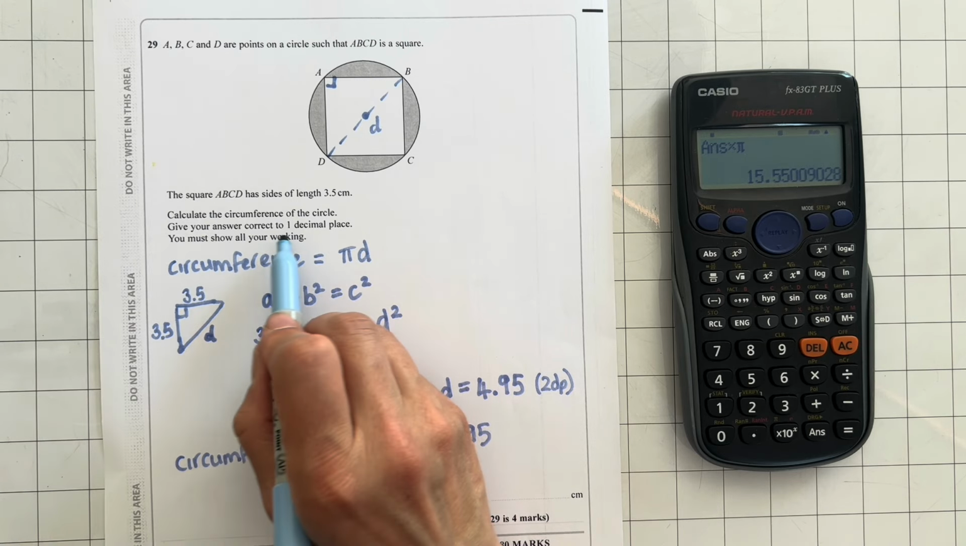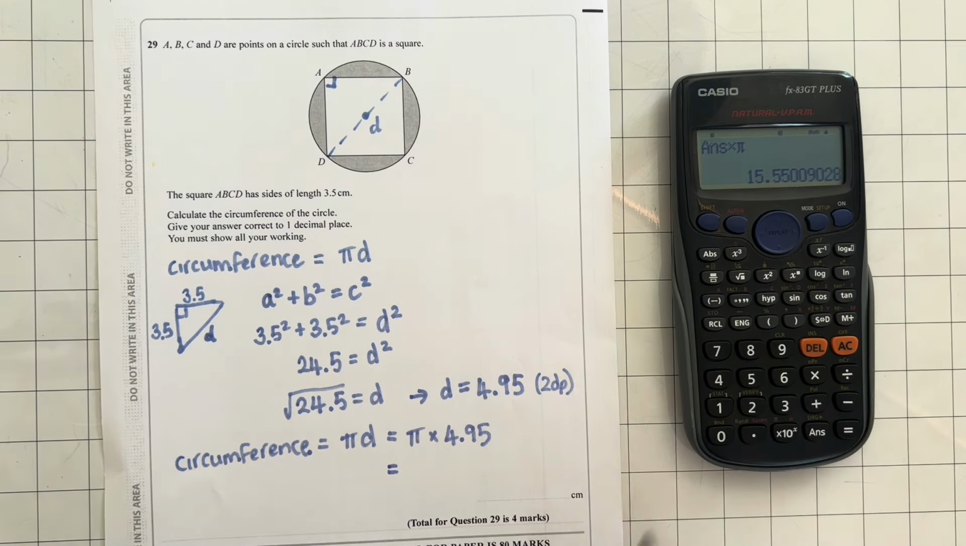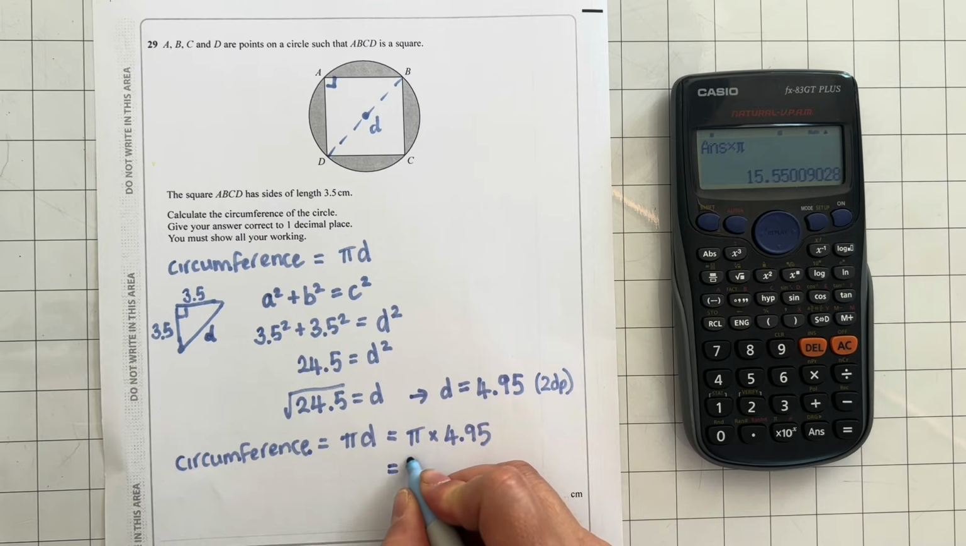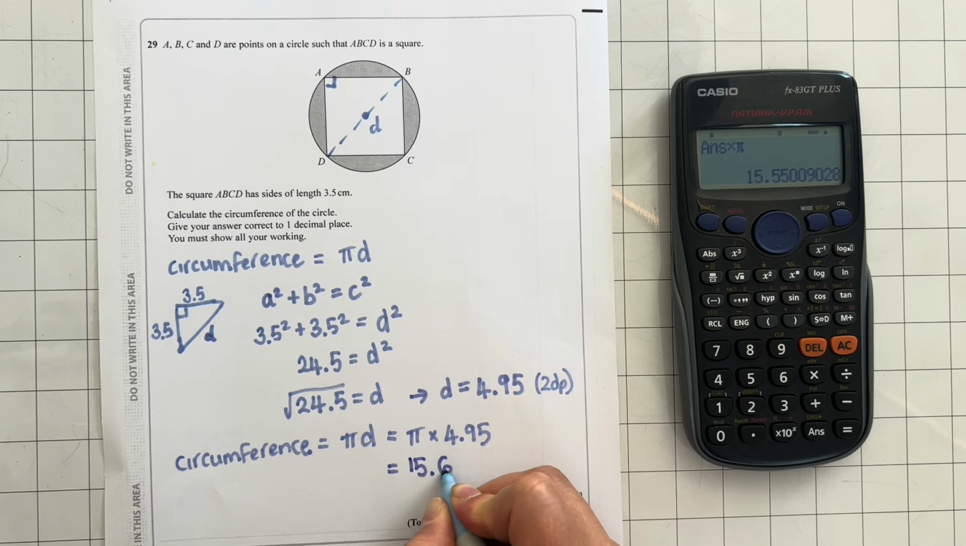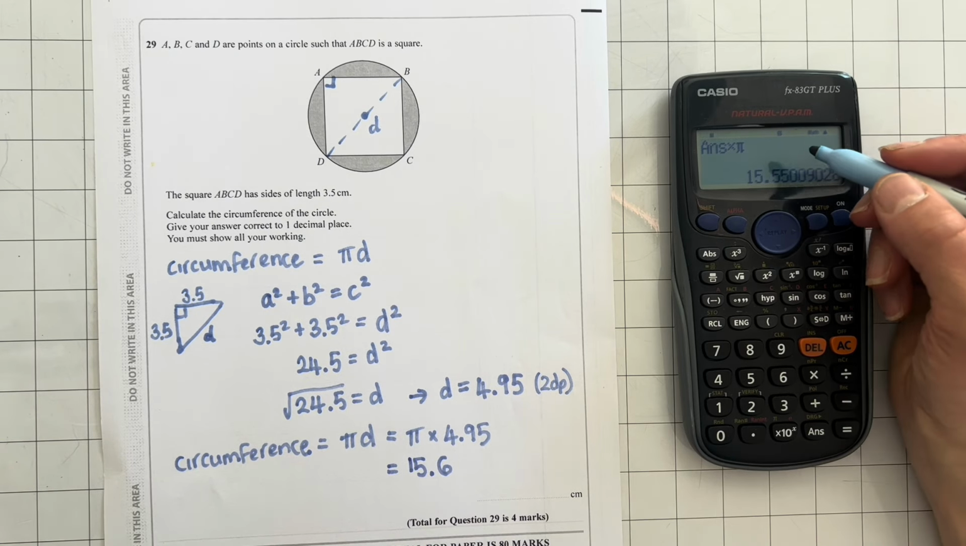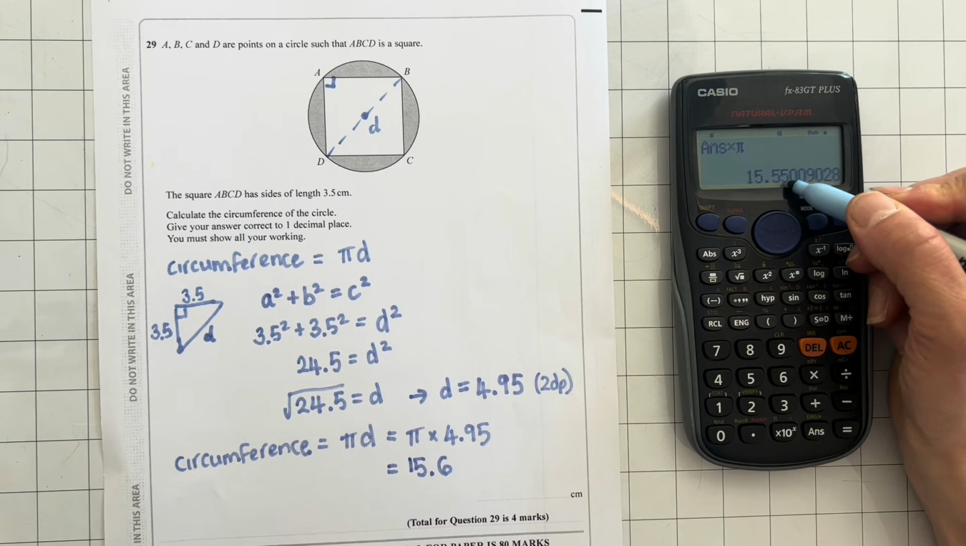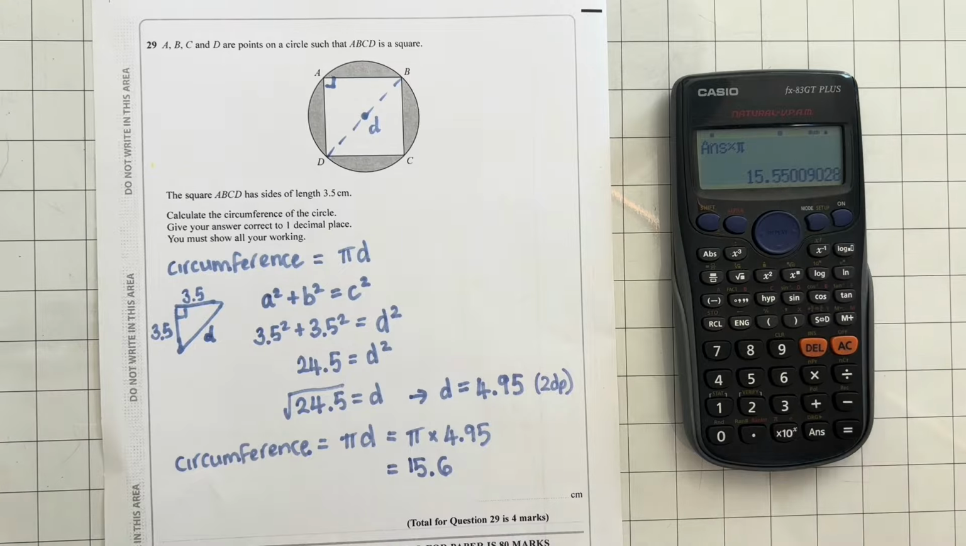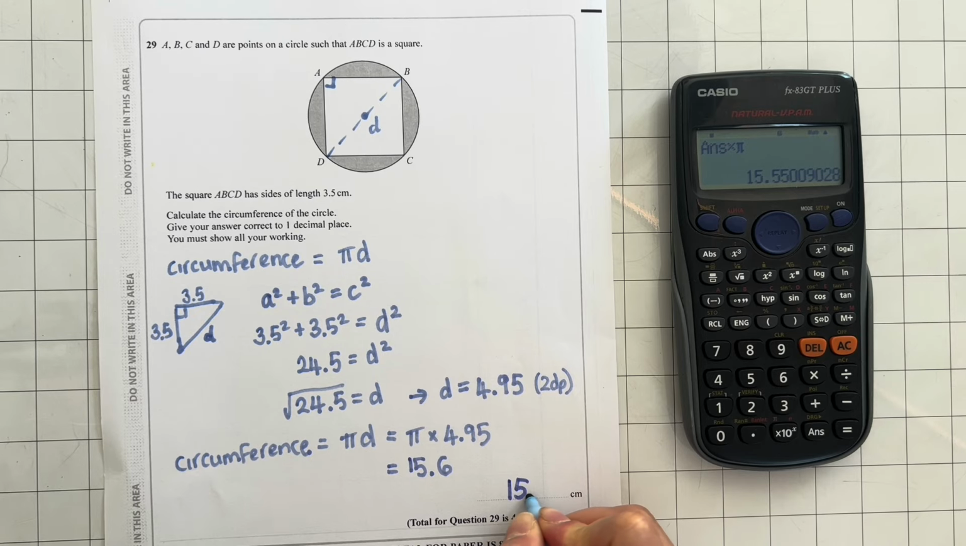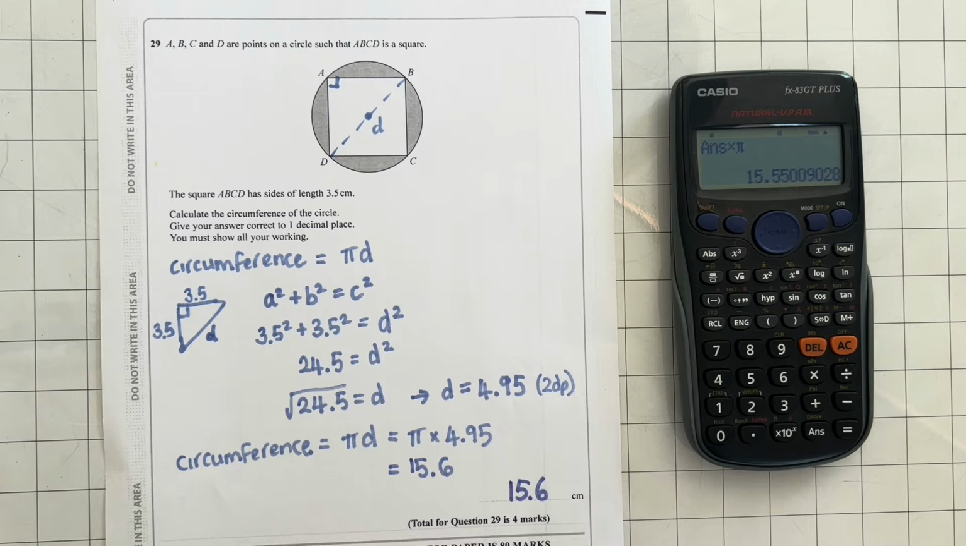And we want to give our answer to one decimal place, so our answer is 15.6. We're rounding it to 15.6 because the second decimal place here, which is a 5, tells us we're going to round up. So we go to the first decimal place and we're rounding this 5 up to 6, which gives us 15.6 centimetres as our answer.